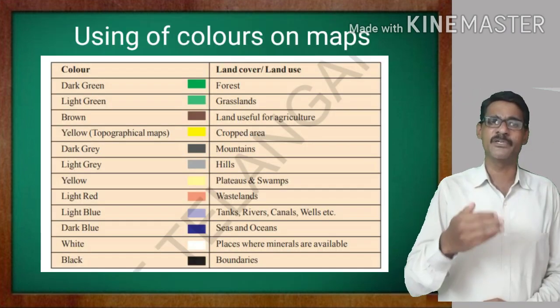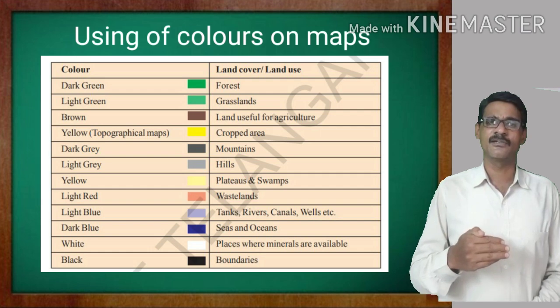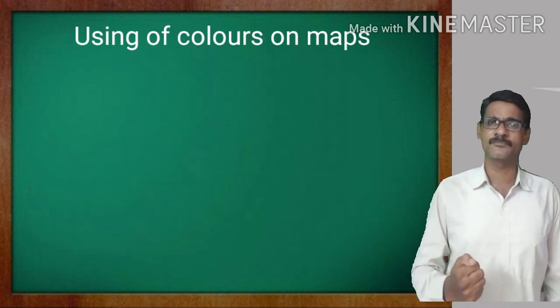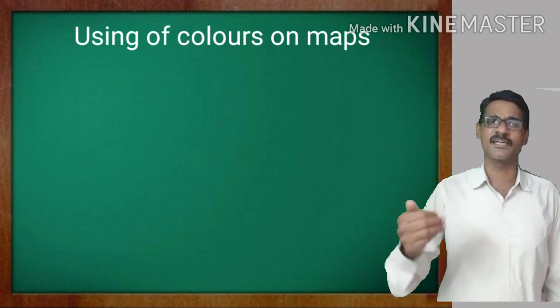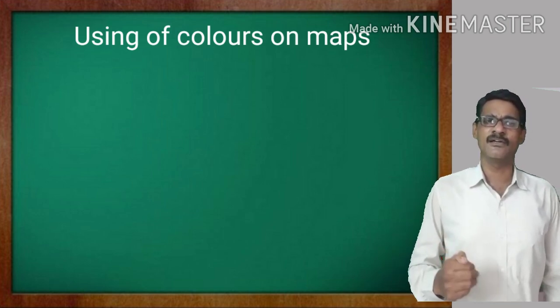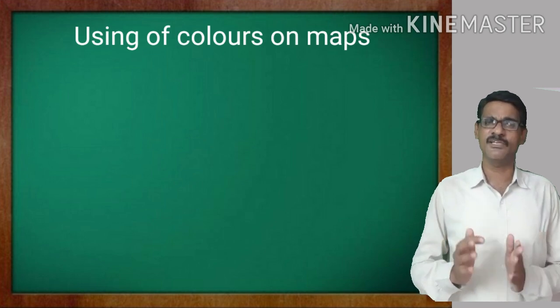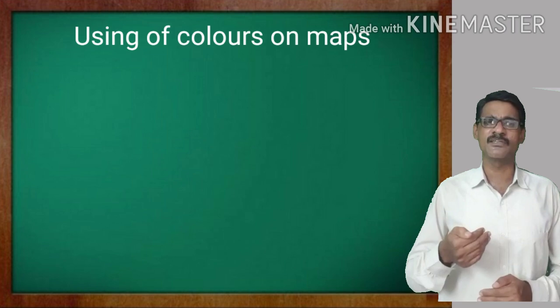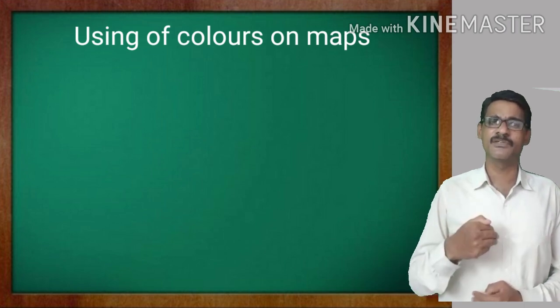And yellow represents the cropped area, white represents the mineral resources, and red represents the wasteland. Like this, we have some important colors we use in making our maps.